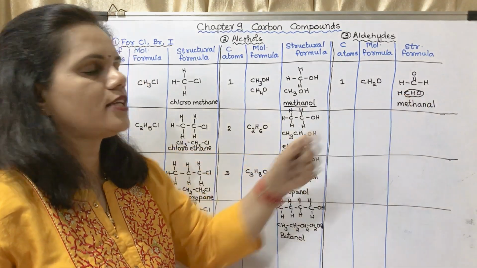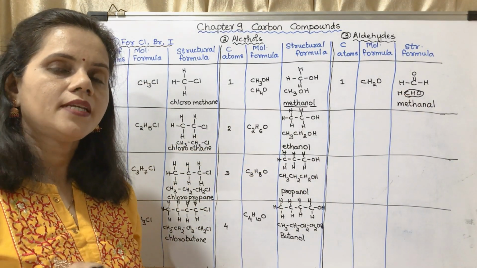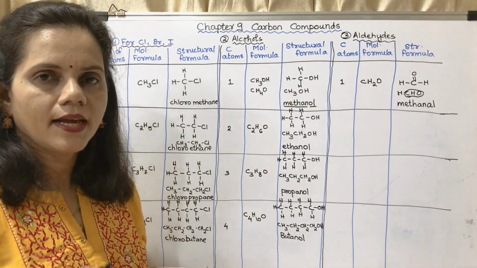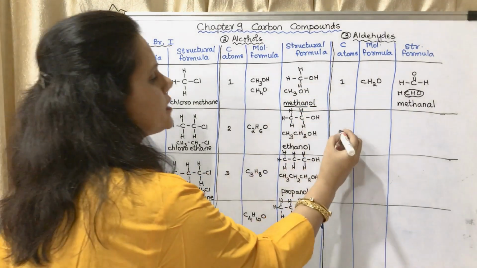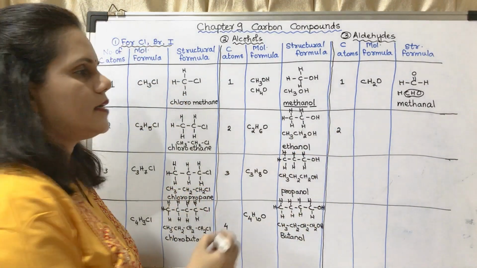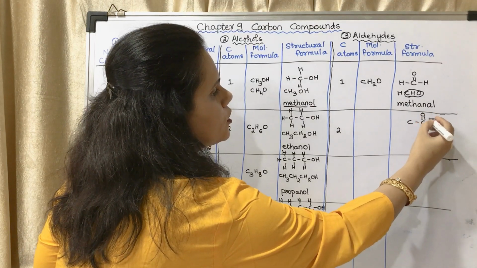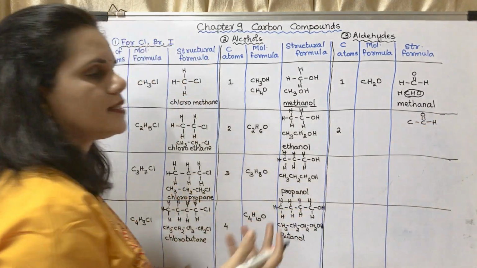And that C has to be counted. That C means it is one carbon atom, so it is methanal. Okay, now the next is with two carbon atoms. I will draw the two carbon atoms. One is with the functional group itself, CHO.